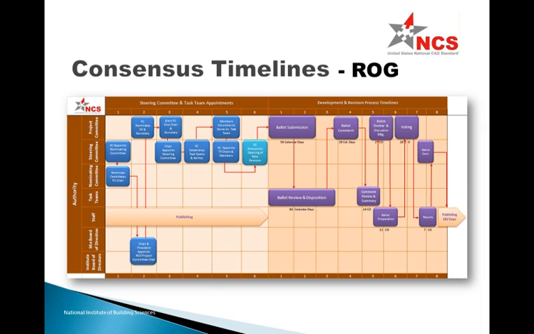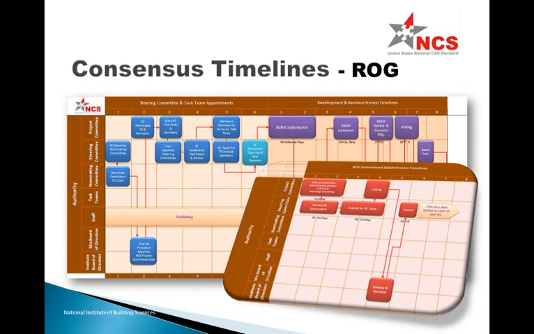We have a similar process for rules of governance changes. In other words, if for some reason as we go through the process the steering committee feels that there need to be some changes to the rules of governance, we have a similar revision process, with specific timelines for each. And the rules usually go directly from the steering committee to a vote of the project committee without going through the task teams.